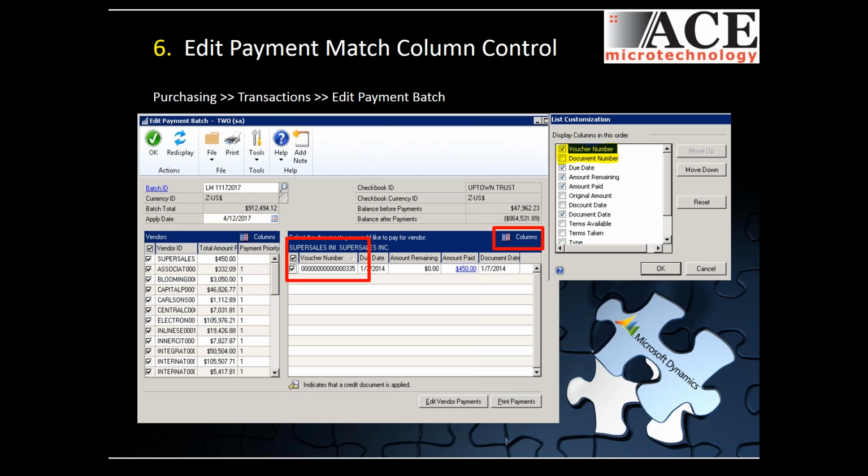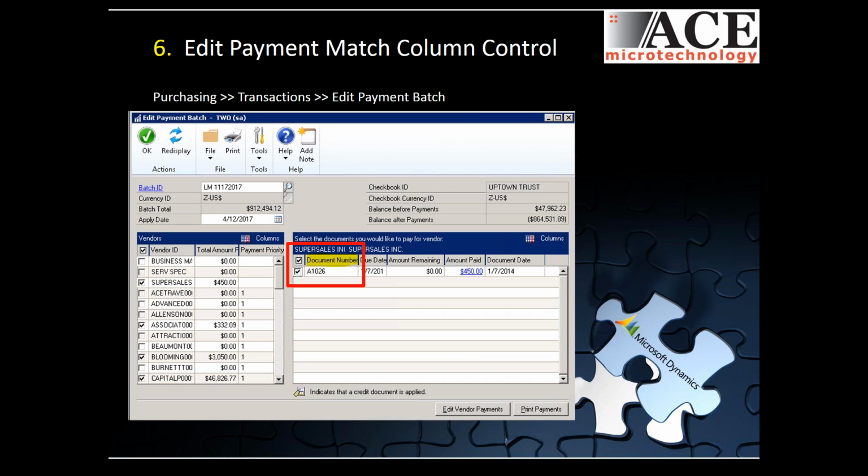But you have a column button here on the right that pops up a list customization where you can uncheck the voucher number and check the document number. You can also add additional columns if you want to. Once you do that, then it replaces the voucher number with the document number, and now I have something that actually matches to the paper that's sitting in front of me, and I can move forward with my payments.